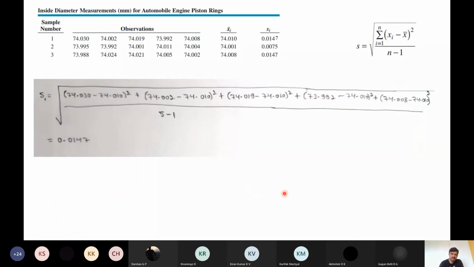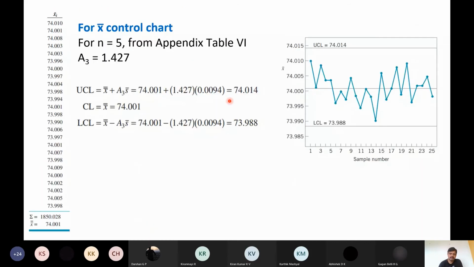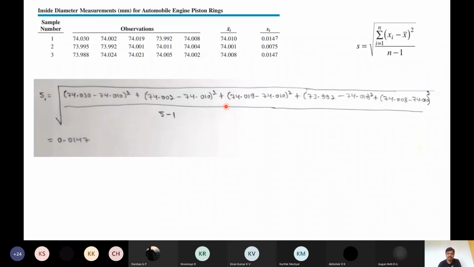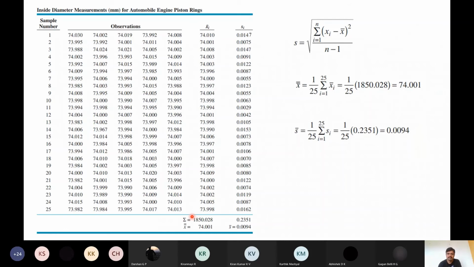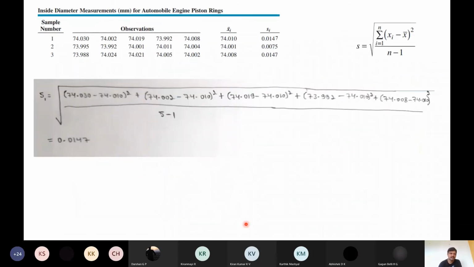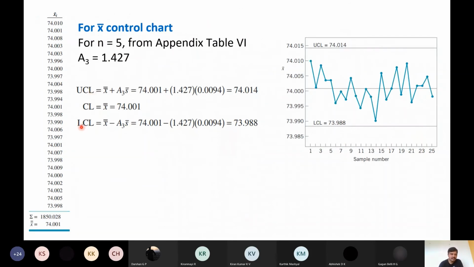Next, after getting these values of X bar and S for all 25 samples and finding their averages, you can go for plotting the control chart. First find out the upper control limit and lower control limit. In this case, you can plot the X bar chart first. In the case of R and X bar charts, the R chart is usually plotted first, then we go for plotting X bar. Whereas in the case of X bar and S, there is no such restriction. You can plot the X bar chart first.